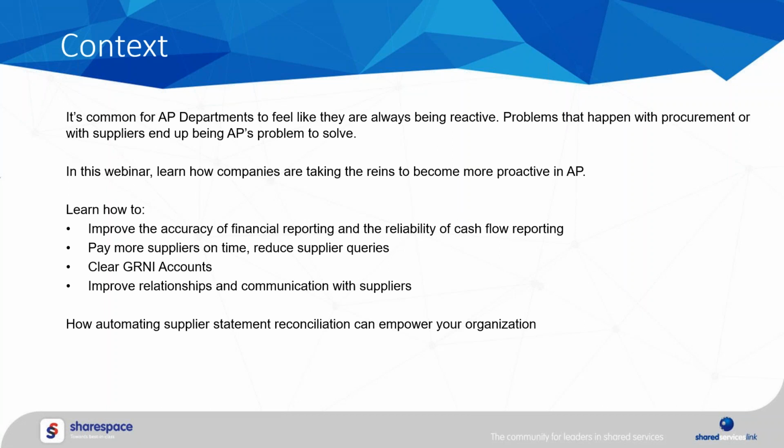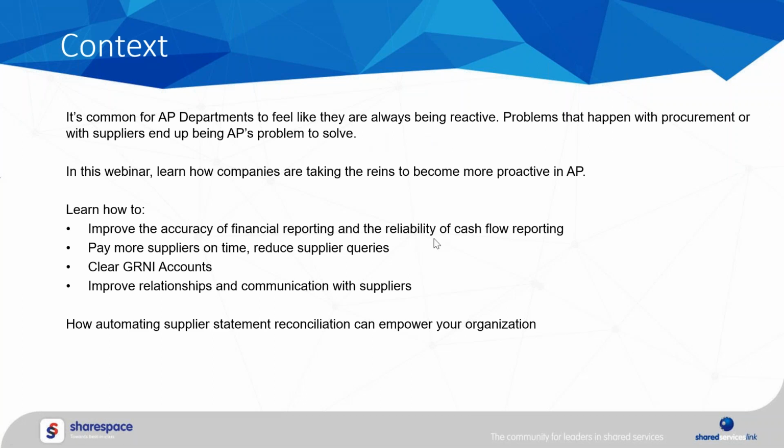So, touching on a bit of context for today and why this topic is so important. Talking to AP professionals, it's really common that they feel that they're always on the back foot and always being reactive. Problems that may be happening in procurement or with suppliers end up being AP's problems to solve. So we are going to look at some ways that companies are taking the reins and becoming more proactive. Some of the results that people see from becoming more proactive are that they're able to increase the reliability of financial and cash flow reporting, pay more suppliers on time, have fewer calls into AP, clear the GRNI accounts, and improve the relationships with suppliers. So we'll look at ways to make sure that you are able to achieve these.